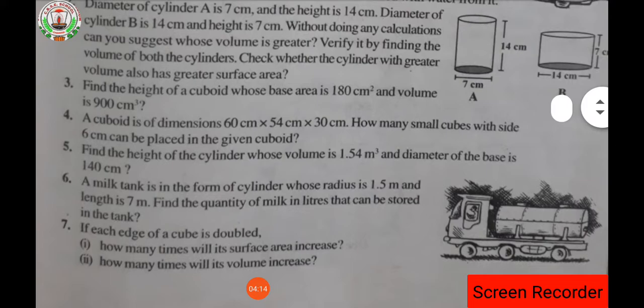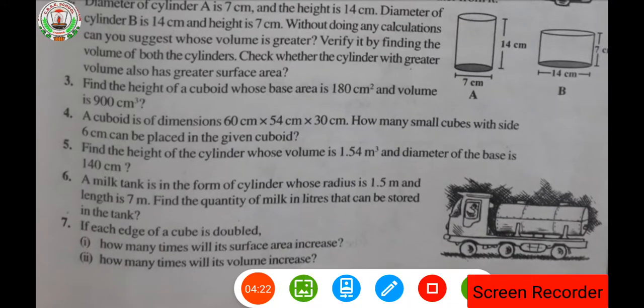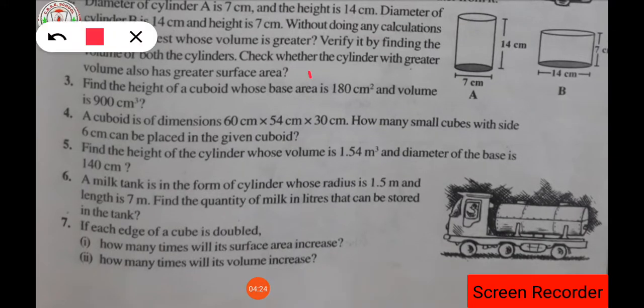Now in question number 3, it is given that the volume of a cuboid is 900 centimeter cube. The base area is given as 180 centimeter square. Then what we have to find is the height. So what is the volume of a cuboid? The volume formula of a cuboid is L into B into H. This is the formula.